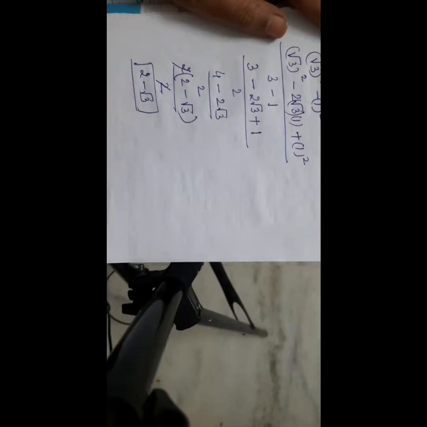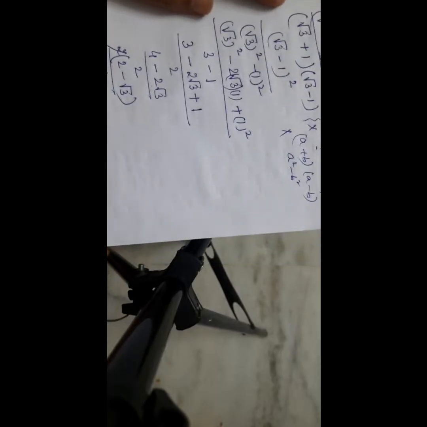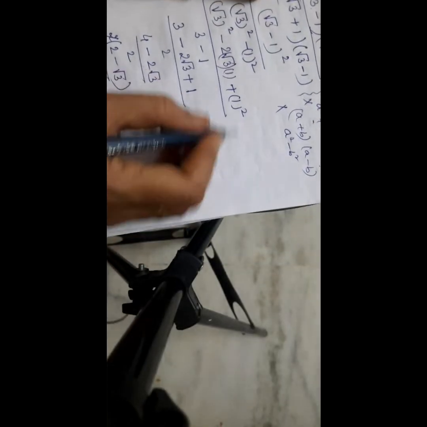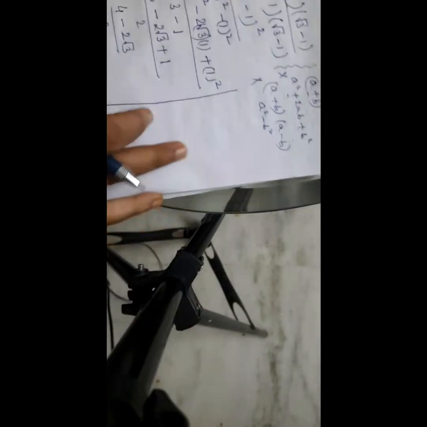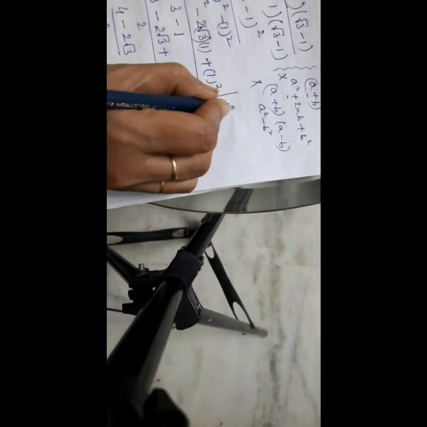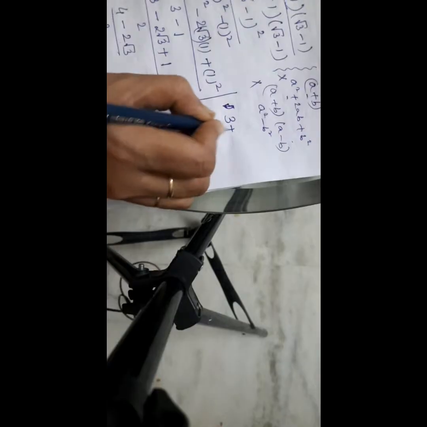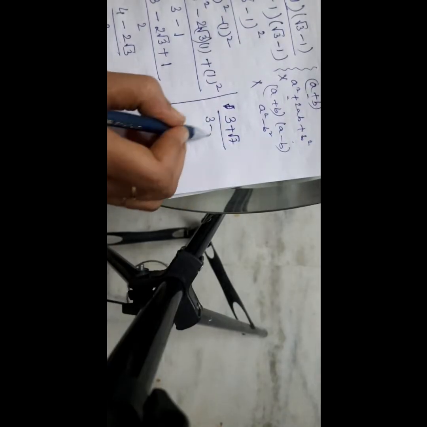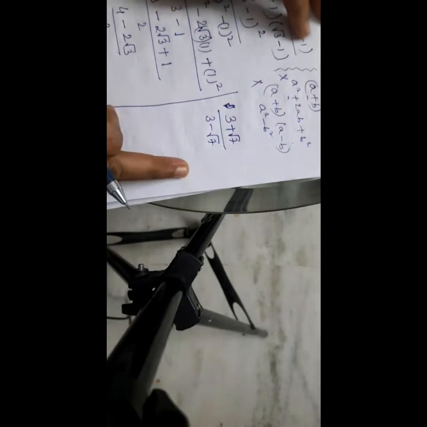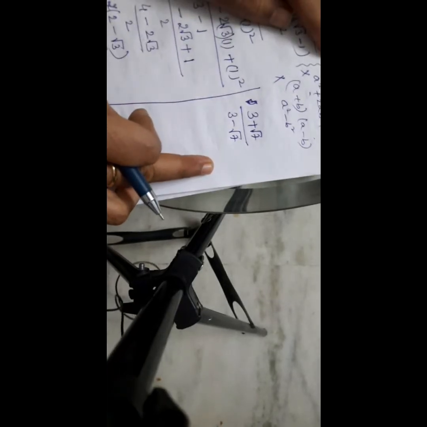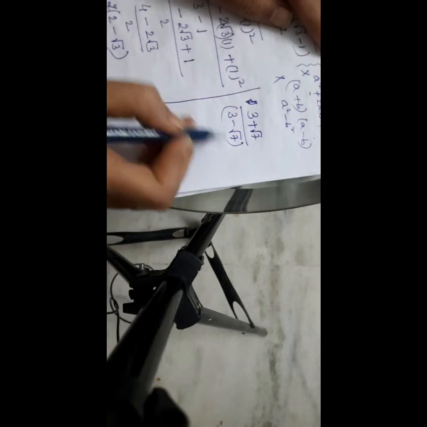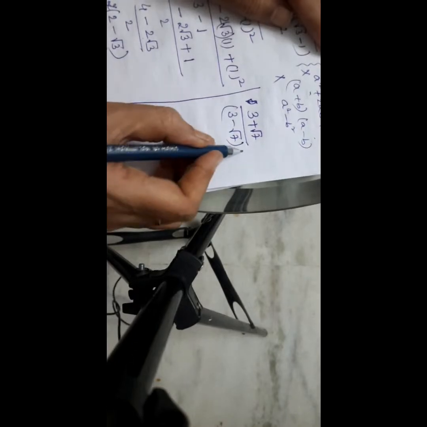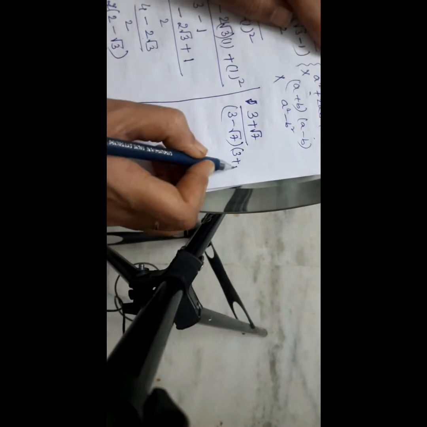At the same time, one more question I'm going to explain. If suppose it is 3 plus root 7 upon 3 minus root 7. So what is the first step here? We need to take the opposite of this. It's 3 plus root 7.